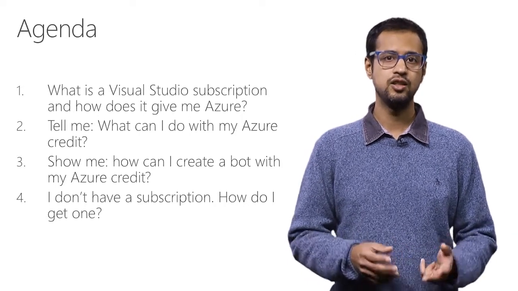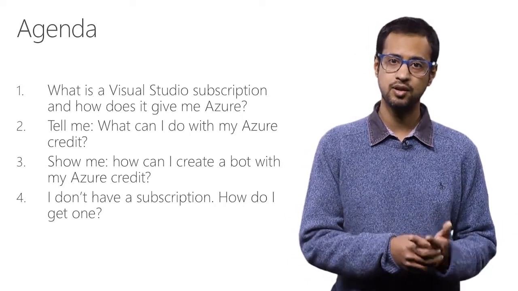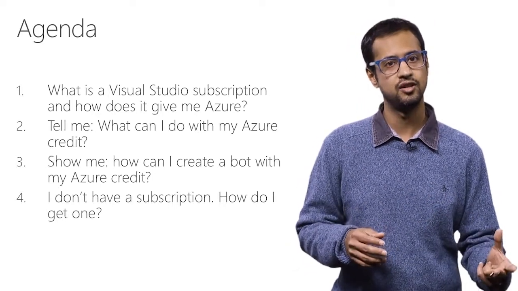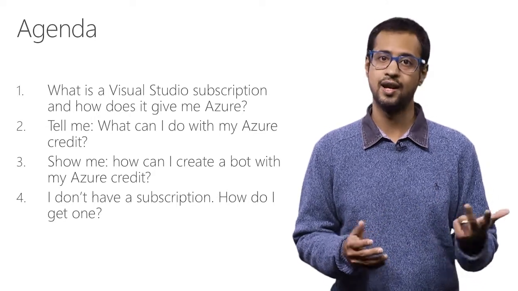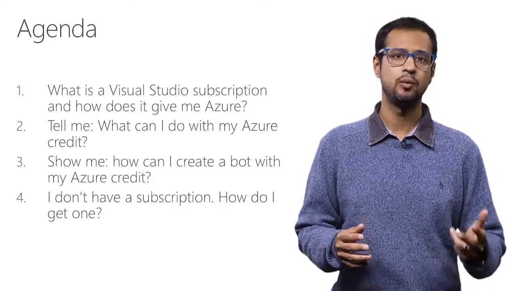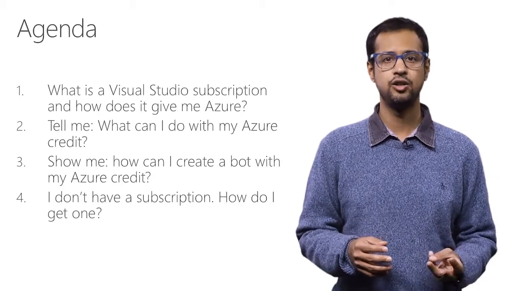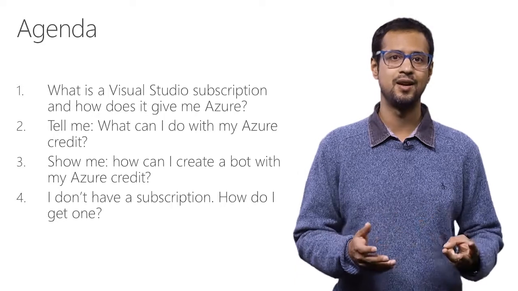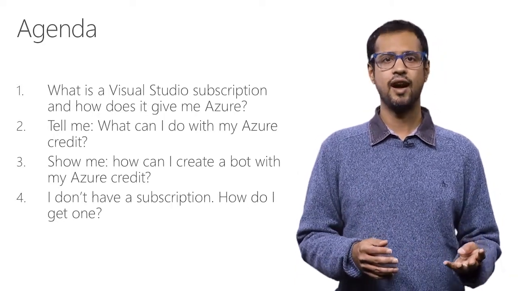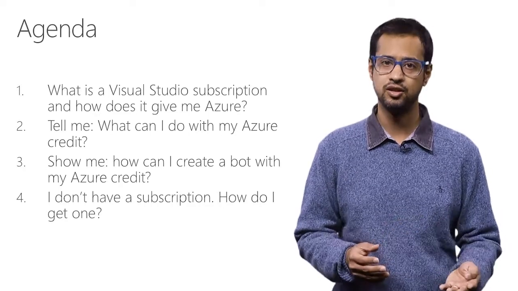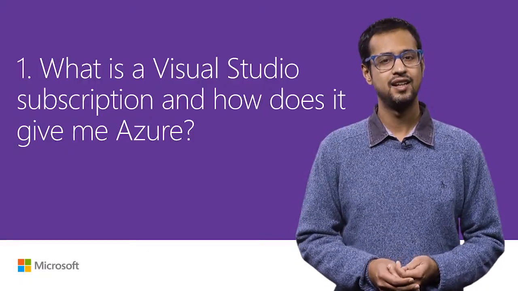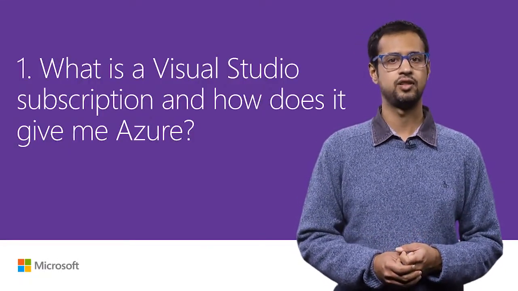Number 2, once you've had a chance to see what you get with the subscription, we'll take a look at what you can do with that dollar credit in Azure. This is one of the most common questions we get asked. Number 3, we won't just stop at the what, but we'll actually walk through a real example of how you can use your Azure credit to quickly stand up a bot service and embed it anywhere you want. Number 4, finally, in case you don't have a subscription, we'll spend a few seconds to go over how to get one. With that, let's jump right into the first chapter of this video.